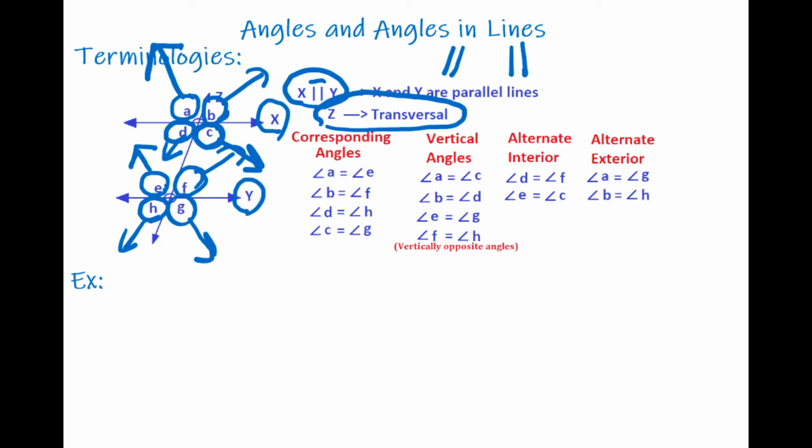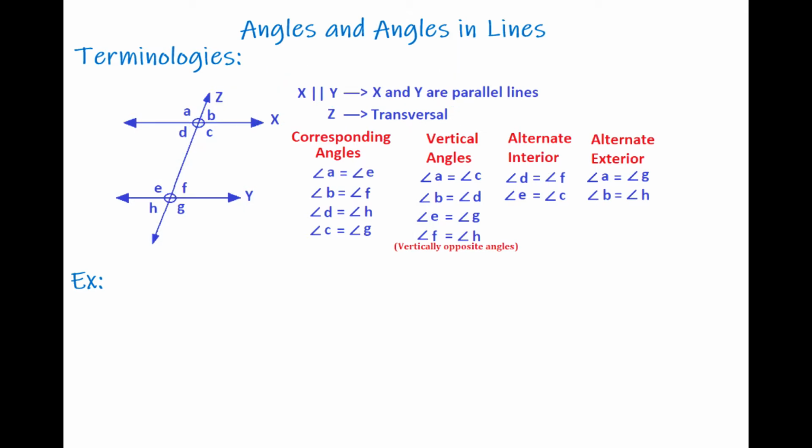Okay, let me clean the boards. For vertical angles, which are also called vertically opposite angles, those angles are equal to each other as well. For example, A and C are equal to each other. B and D are vertical angles as well. E and G, they are equal. F and H, they are equal as well.